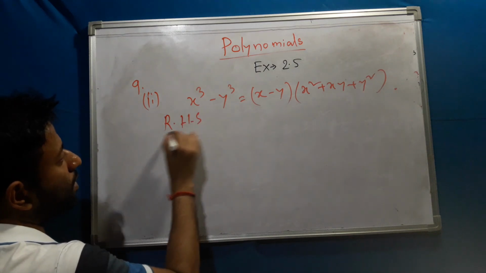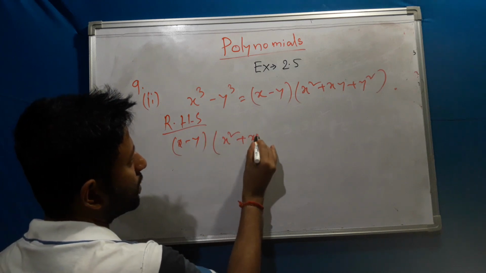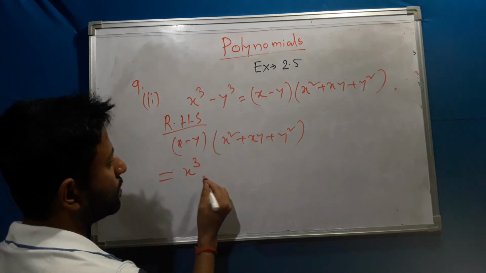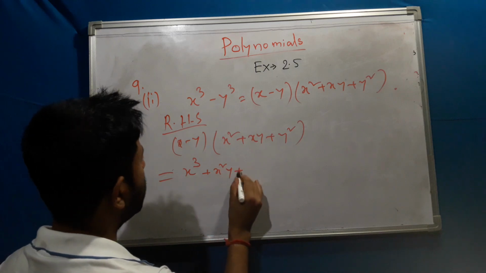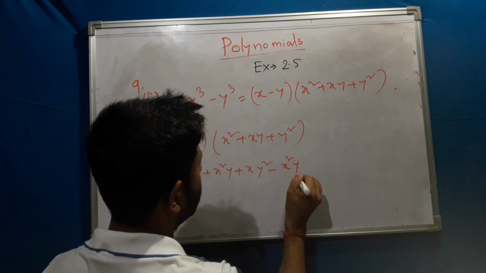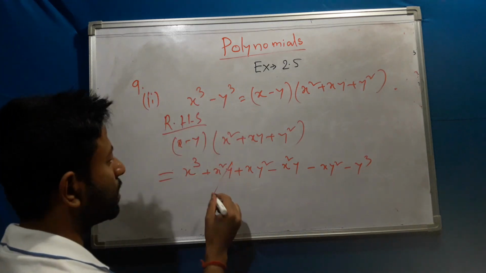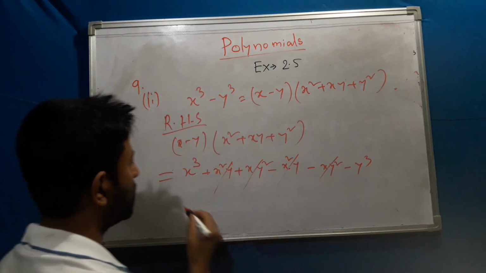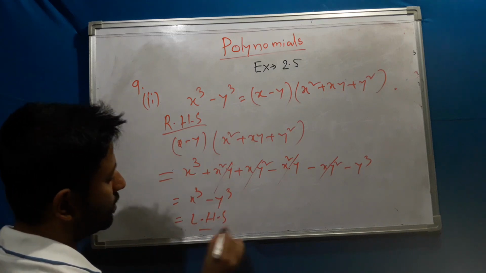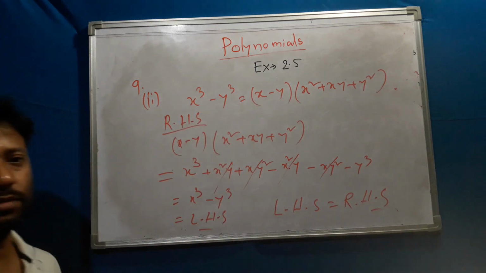So the right hand side, if you start, this comes x minus y into x square plus xy plus y square. Okay, just directly multiply. So x cube plus x square y plus xy square minus x square y minus xy square minus y cube. We just check, x square y and xy square cancel. So x cube minus y cube is equal to the left hand side. So left hand side equals right hand side. That is very right.